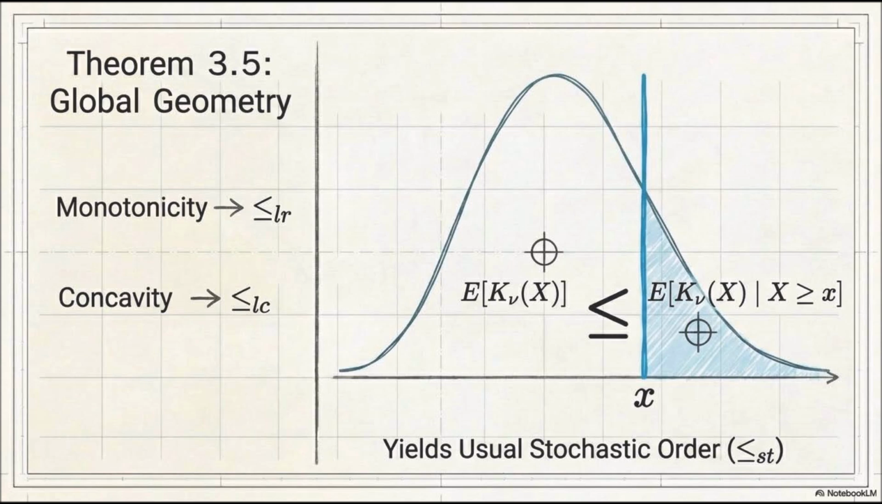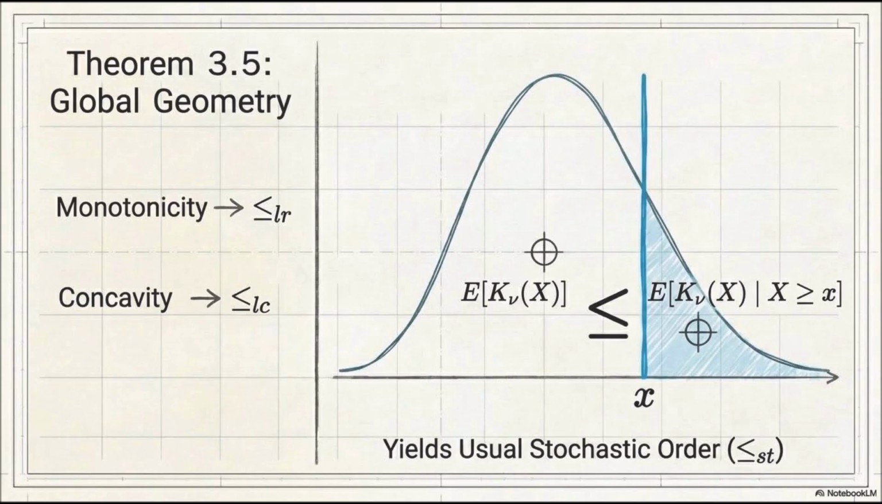You can prove likelihood ratio ordering for massive chaotic compound variables just by looking at the slope of the kernel of the initial counting distribution. That is wild. It takes a problem that would normally require a supercomputer to simulate thousands of times and reduces it to a handful of elegant, straightforward algebraic steps.